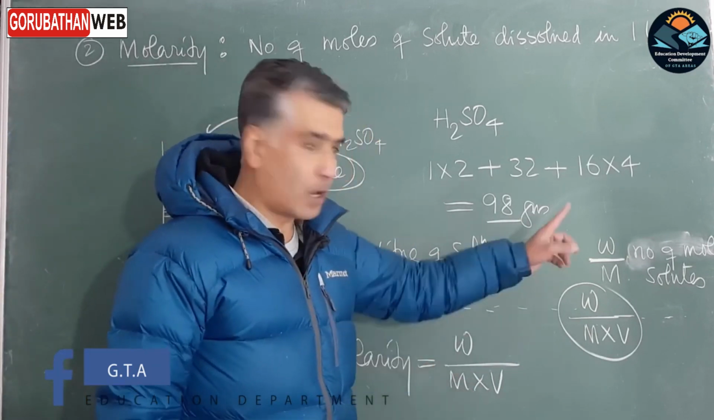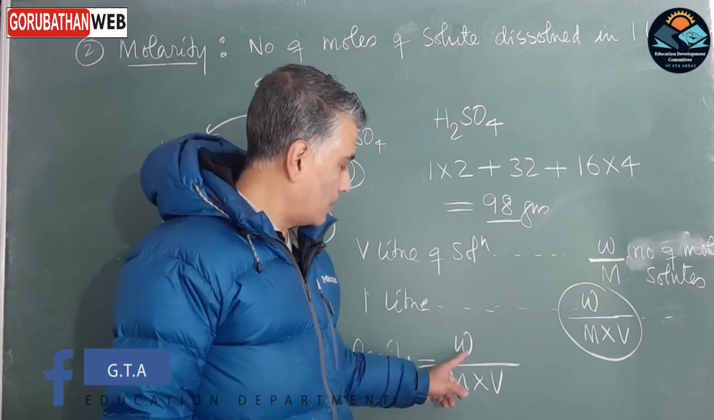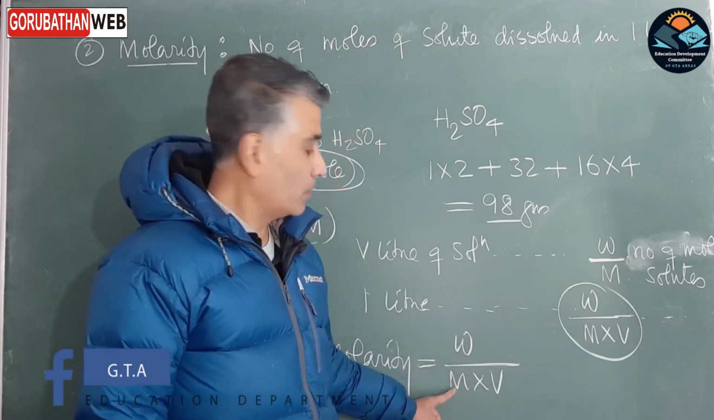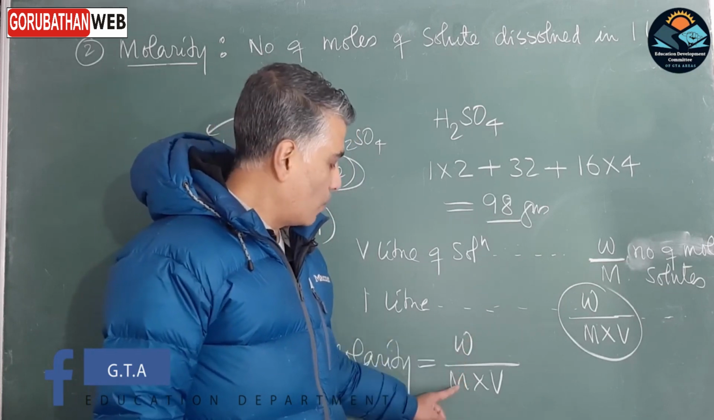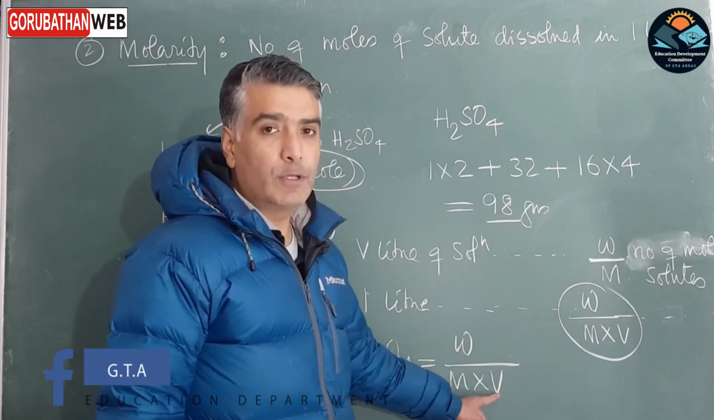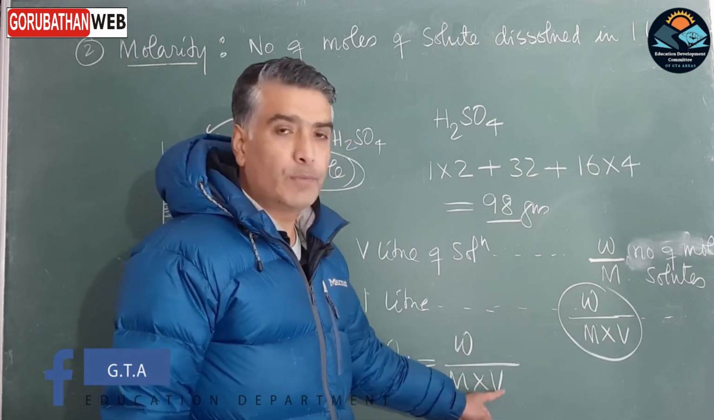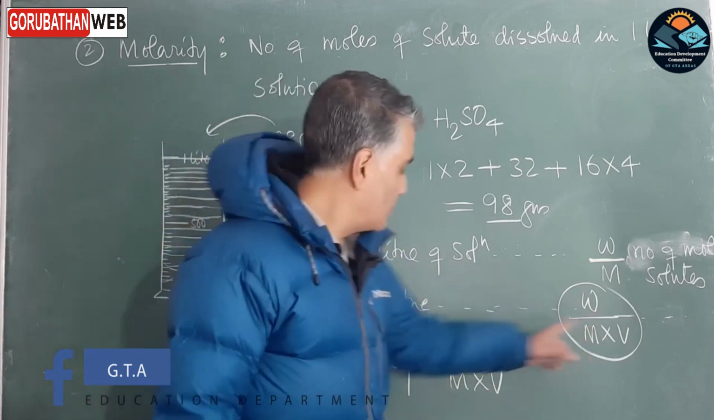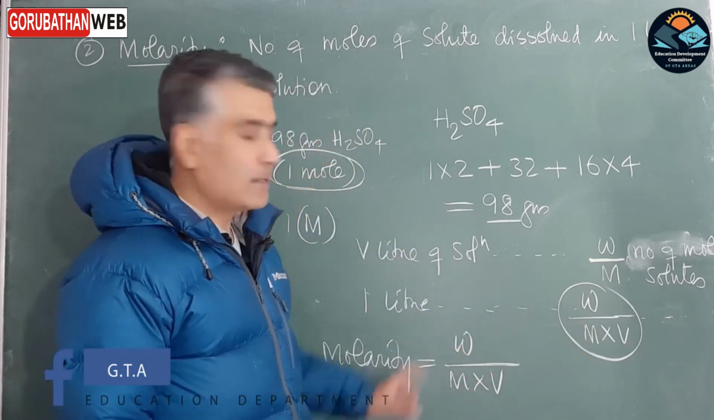W is the mass of the solute dissolved, but since mass is not going to give me molarity, I have to divide the mass of the solute by the molecular mass of the solute, and that gives me the number of moles of the solute. Number of moles divided by the volume of the solution in liters gives you the number of moles in 1 liter, and that's why it is known as molarity.